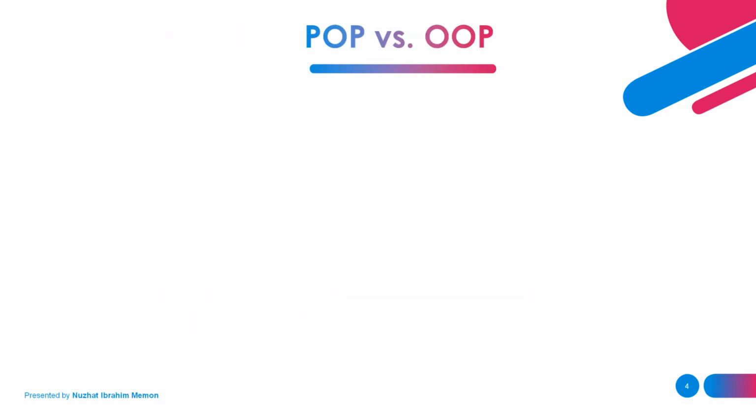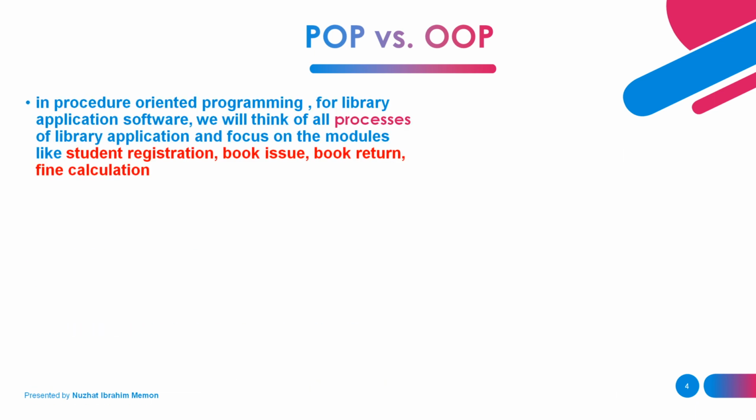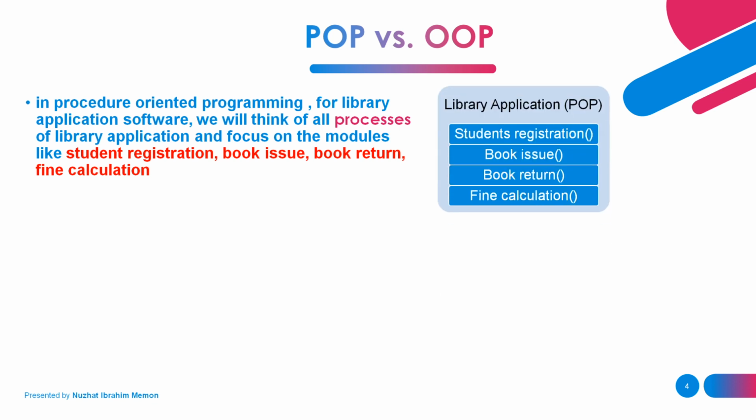For better understanding, here we will take one more example of library application software from your textbook. In procedure-oriented programming, we will think of all the processes of the library application and focus on the modules or functions like student registration, book issue, book return, and fine calculation.